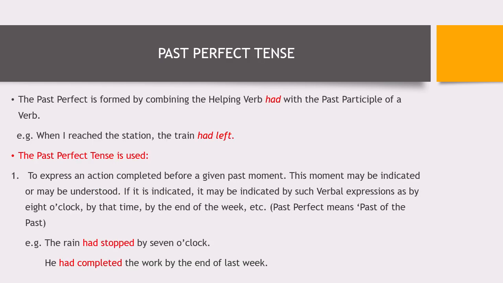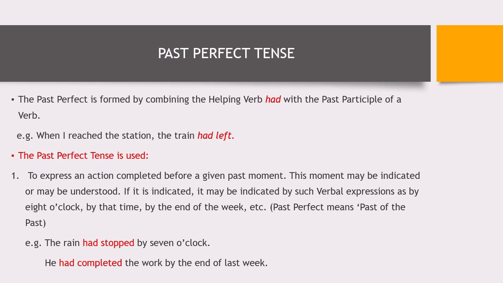Past perfect tense. The past perfect tense indicates that the action happened in the past and was completed before some other past action was begun. The past perfect is formed by combining the helping verb had with the past participle of a verb. Example: when I reached the station, the train had left.